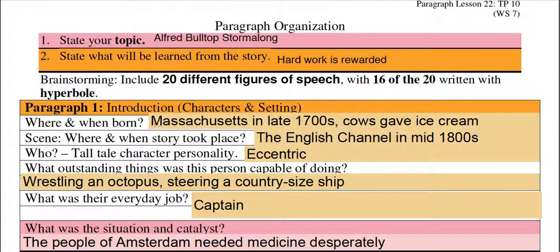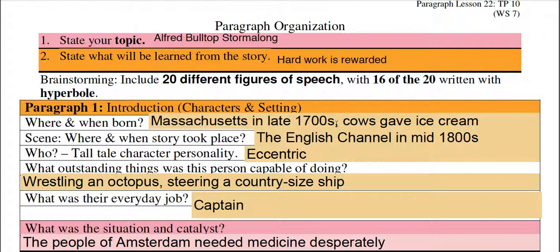Where and when born? I said he was born in Massachusetts in the late 1700s. A great way to bring in hyperbole is to talk about the weather. So I talked about how it was so cold, the cows gave ice cream. You could also say it was so cold that snowmen came inside to get warm, or something like that. That would be hyperbole. The snowmen coming inside, that would be more of personification. But they're both very, very prevalent within tall tales.